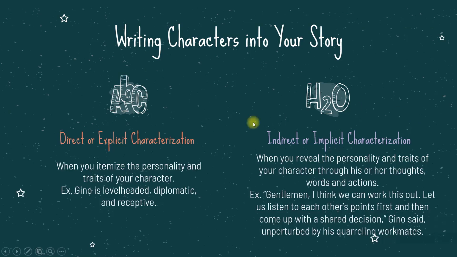So, meron lang po tayong direct and indirect. So, hindi papahapyawan lang natin ito. Essentially, this is your choice on how you're going to describe your character or how your character will be presented. So, you can present them directly, meaning that the narrator explicitly says what these characters' traits are, or implicitly or indirectly wherein you reveal your character's personality through their actions.